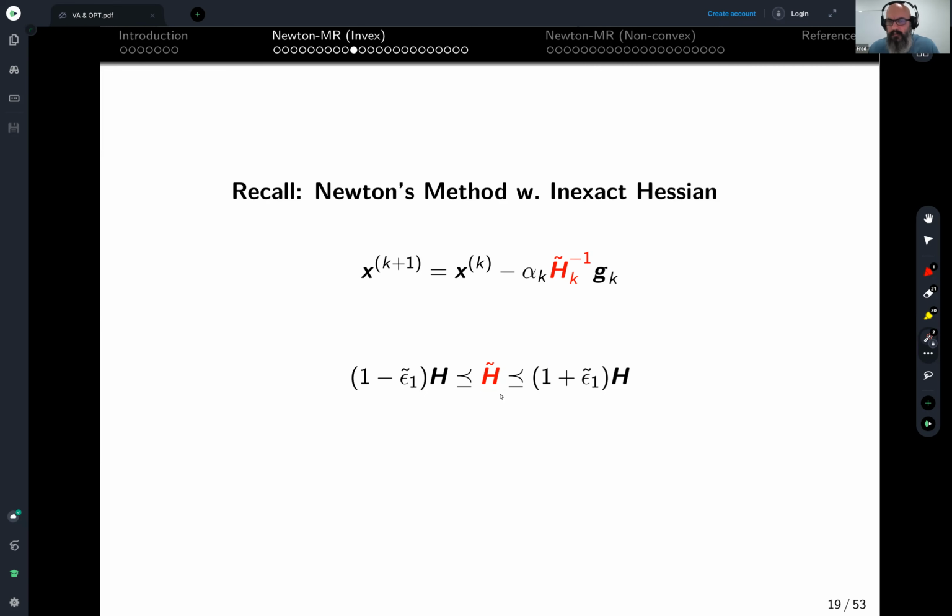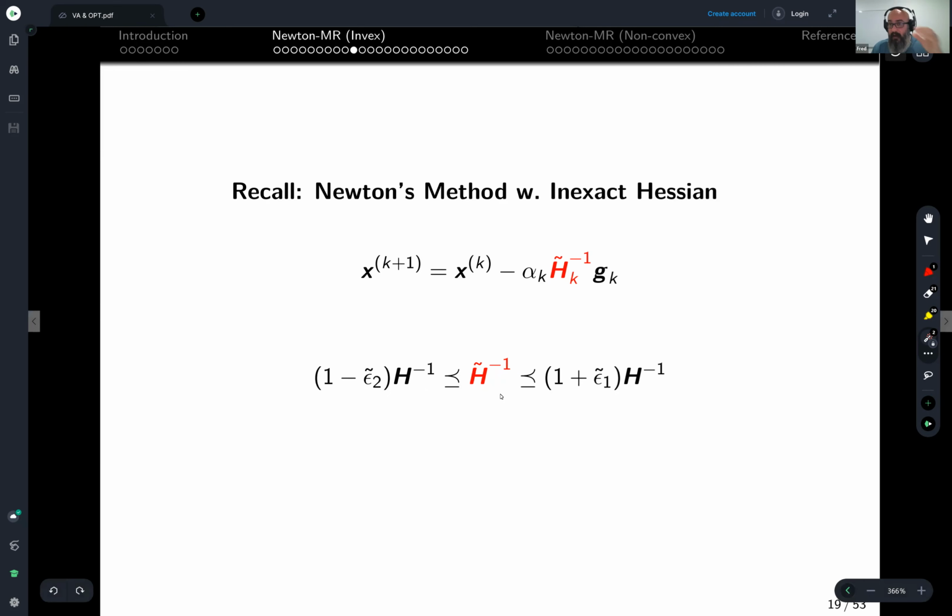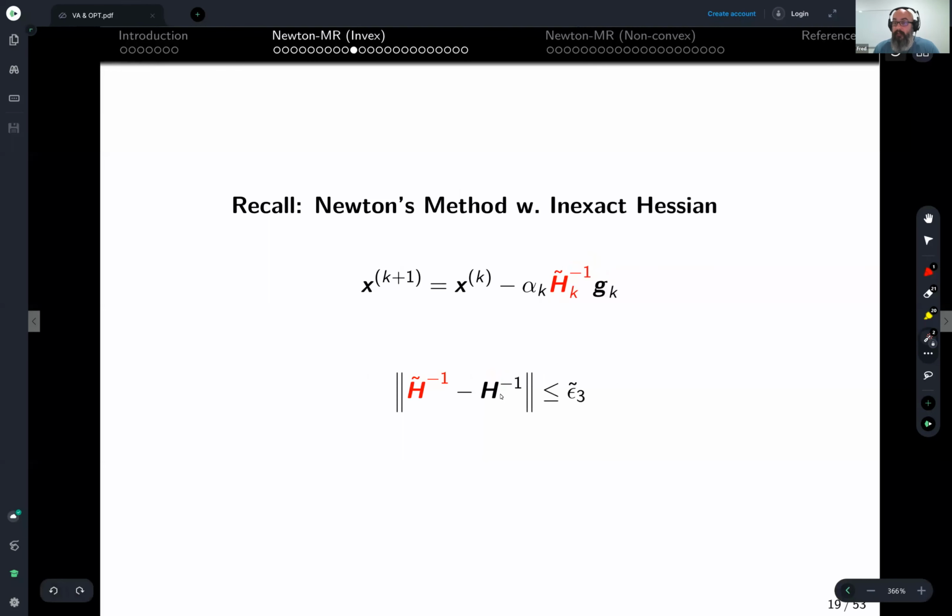But why is that useful? It's because that also carries over when I put an inverse on everything. So now, as a result of approximating my original Hessian, I end up getting a very good approximation on the inverse of the Hessian as well. So this is essentially all I need to be able to carry forward my analysis when the case was invertible and when everything was convex.